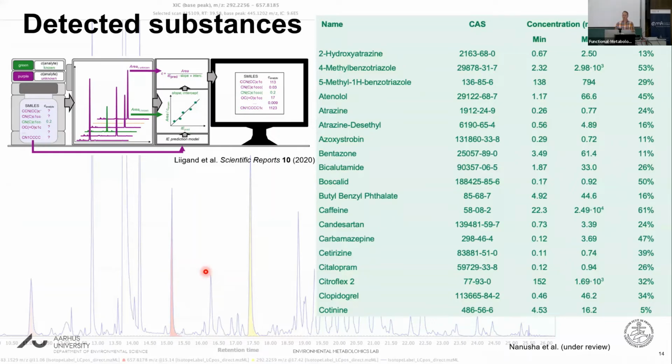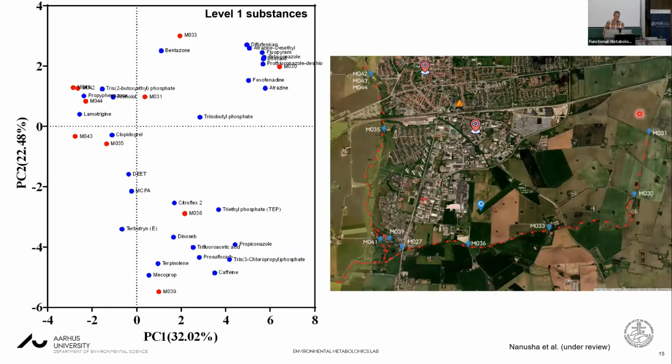So we know how much we've added of the internal standards, and from that we can calculate the concentrations of the unknowns. And then we find out concentrations of, for instance, some atrazine pesticides and what concentration range they are in in the river water, and how many samples they are detected in. And in the end, we are ending up with something like 40 substances that we have annotated at the highest level.